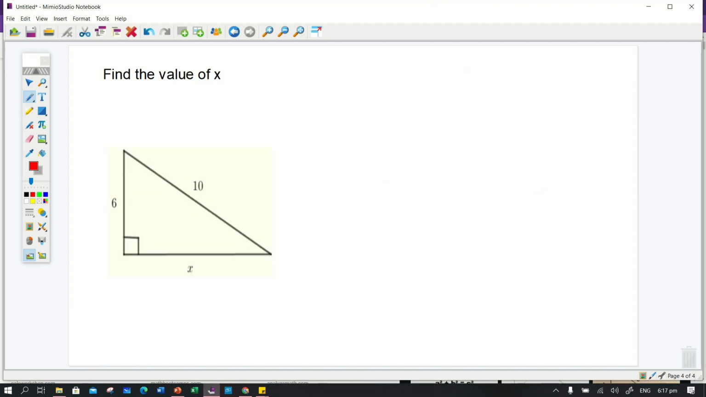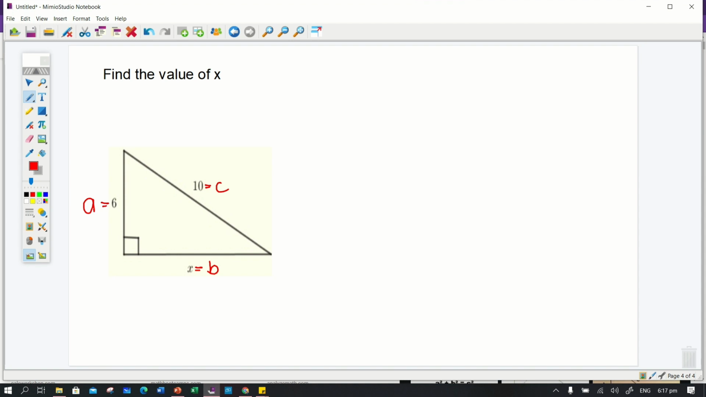Alright, let's solve problem number 2. We're going to find the value of x. By examining, we know that 10 here is the hypotenuse, so we will use c. Okay, then 6 would be one of the legs, and let's say we will use a here. Then the one that we're looking for is x. Let's say this is leg B.